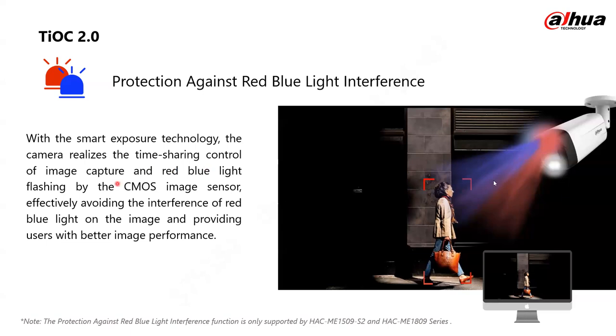And this is basically enabled by its CMOS imaging sensor. That filters out these red and blue lights for you to see clear details about the intruders at the intrusion areas. So this protects users from these red and blue light interferences on their screens, enabling them to capture better quality images from the intruders.